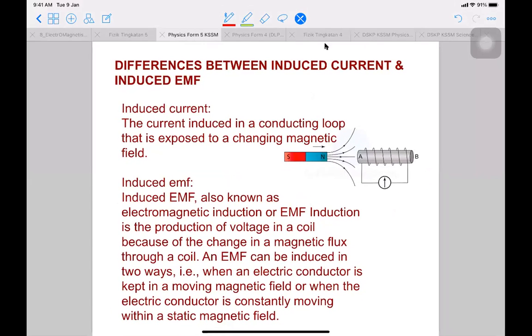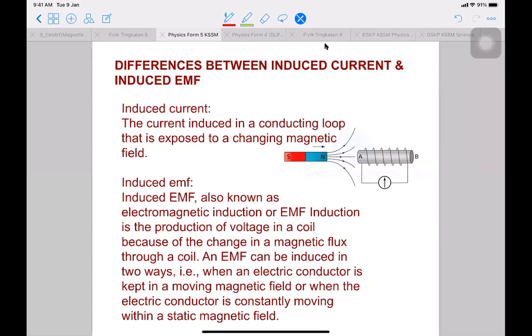For induced EMF, also known as electromagnetic induction or EMF induction, is the production of voltage in a coil because of the change in a magnetic flux through a coil. Okay, so an EMF can be induced in two ways. For example, when an electric conductor is kept in a moving magnetic field, or when the electric conductor is constantly moving within a static magnetic field.